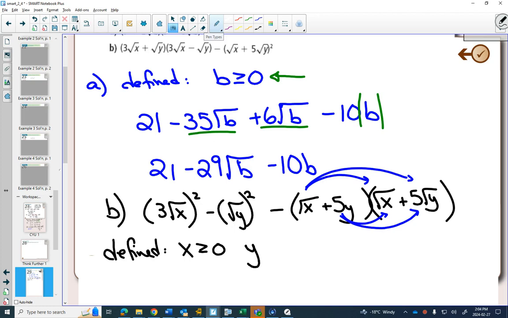Inside a square root, I have a y. y has to be bigger than or equal to 0. Does that work for everything? Yes. So there's where things are defined.